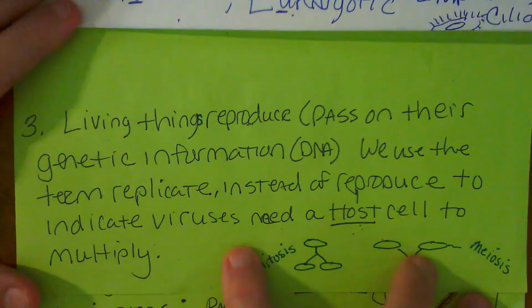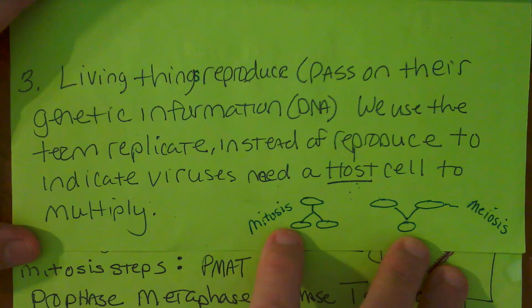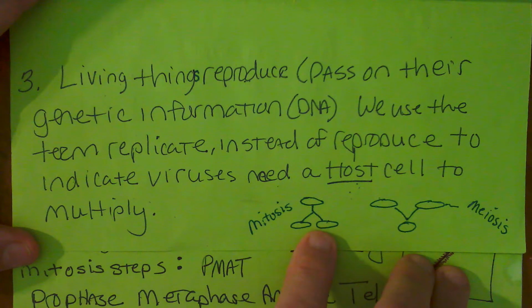Page 3 says living things reproduce, which means they pass on their genetic information, or DNA. We use the term replicate instead of reproduce to indicate viruses need a host cell to multiply. So all living things do mitosis. Mitosis is a process where one cell can divide and become 2. Even a single-celled organism like a bacteria does mitosis to reproduce. We do mitosis in order to repair and grow.